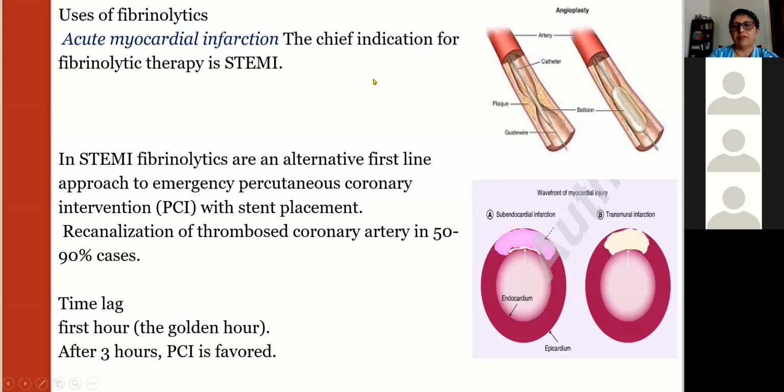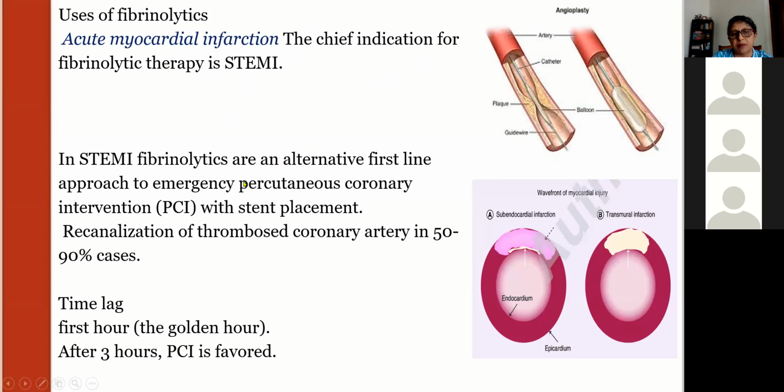Now we will see the uses of fibrinolytics. We have already seen it is used in acute myocardial infarction, but it is useful only for ST segment elevation myocardial infarction. STEMI means ST segment elevation myocardial infarction. These fibrinolytic drugs are the first-line approach for emergencies in the case of STEMI, that is ST elevation myocardial infarction.